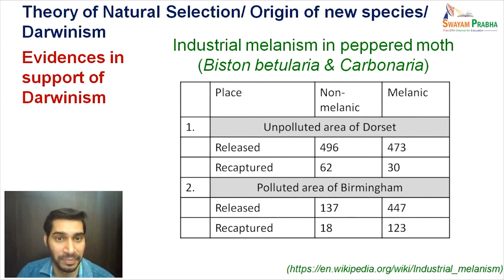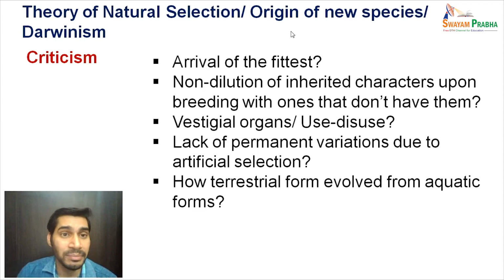But just like Lamarckism, the natural selection theory by Darwin also underwent a number of criticisms. The first criticism is, it talked about survival of the fittest. But Darwin could not explain how this fittest individual arrived in the population. So, survival of the fittest is fine, but what about the arrival of the fittest?